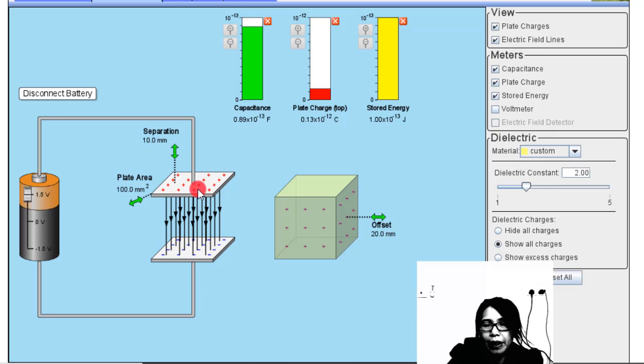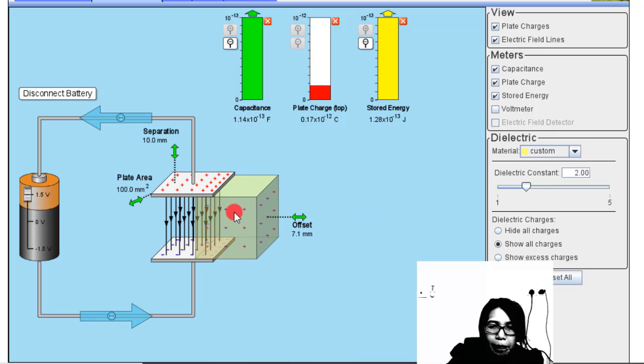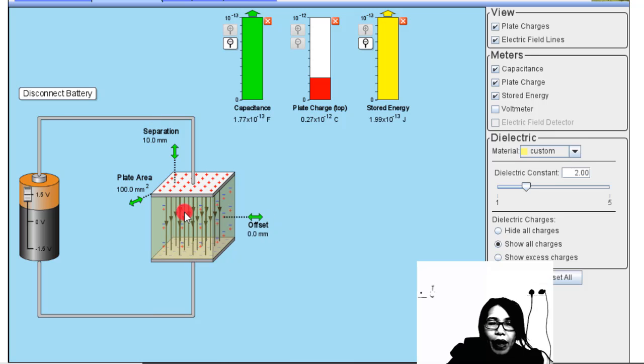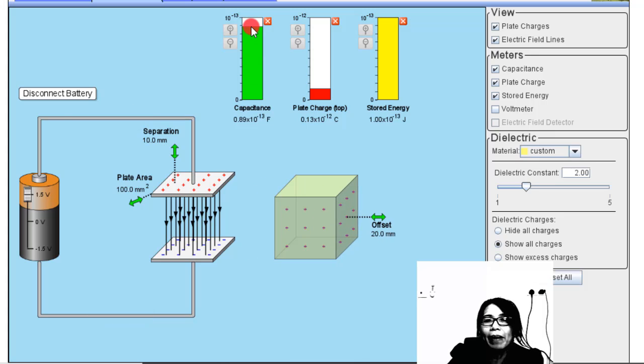of two parallel plates. So let's say I have a dielectric with a dielectric constant of 2. As I insert the dielectric in between the plates, you will find out that the value of capacitance will increase. There will be more charges that we can store in the capacitor. Okay, when I take it out, you will notice that the value of capacitance will decrease. So different types of material might also have different values of dielectric constant.